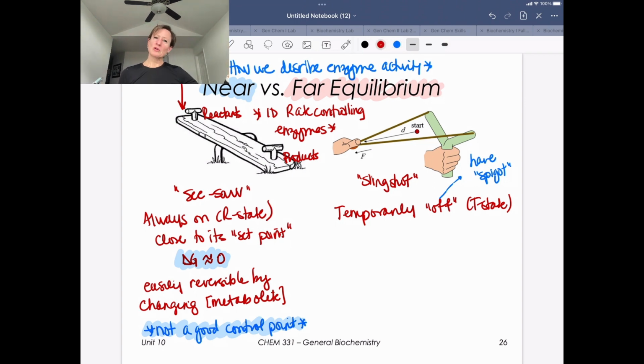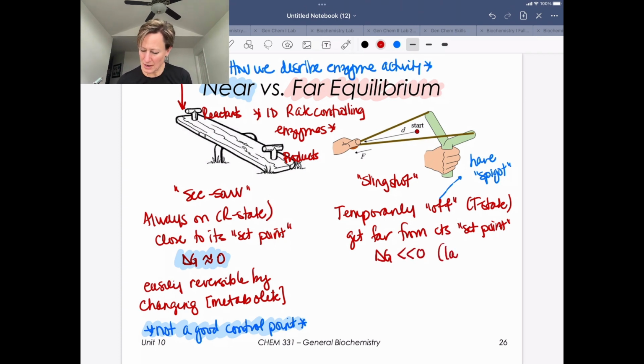And while near equilibrium reactions are close to their set point, far from equilibrium reactions are far from that set point. And the reason that they're able to be far from that set point is we have turned off the pathway at this point, and so we've allowed an accumulation of metabolites on one side of that pathway, okay? So it is allowed to get far from its set point, and as such, delta G for far from equilibrium reactions is going to be much less than zero. Said another way, it is going to be large and negative, okay?